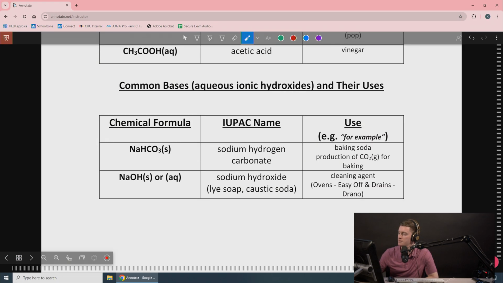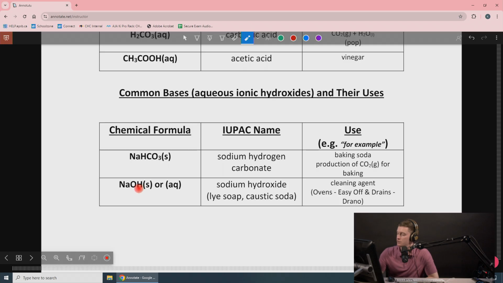Some common bases. Sodium hydroxide is the one I want to focus on here. It's sometimes called lye or caustic soda. It's used in a lot of different cleaning products. The reason I want to focus on it is because it has that hydroxide group here.